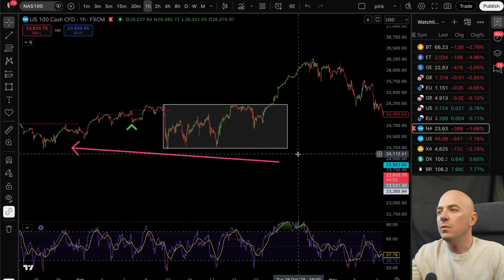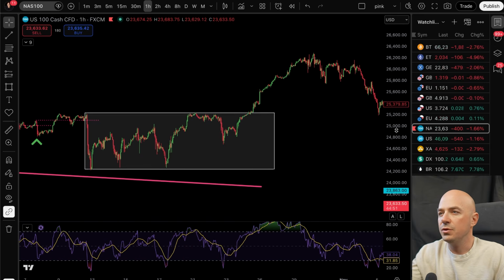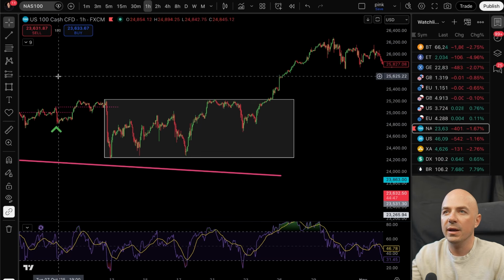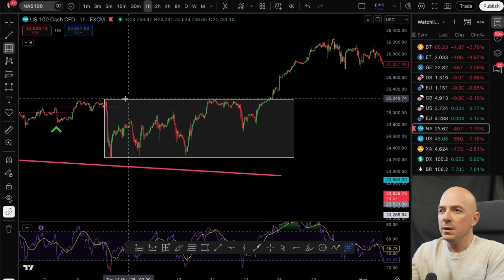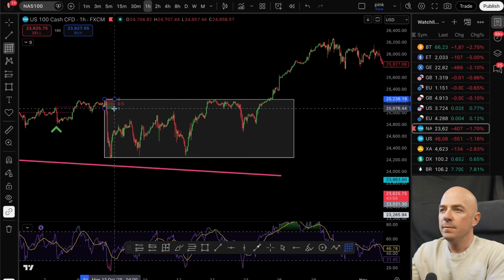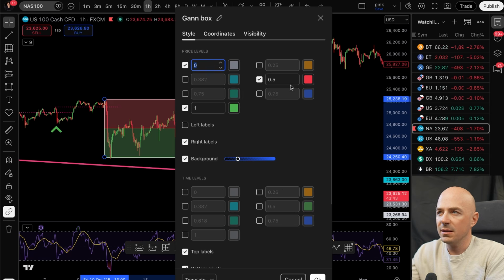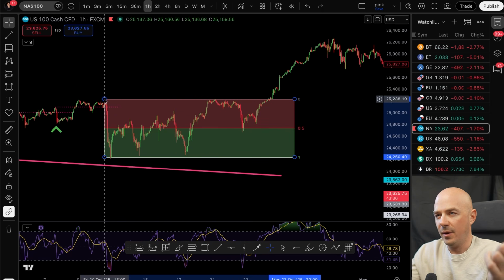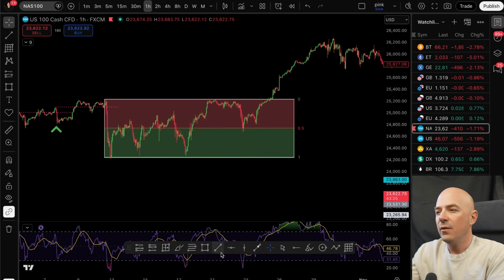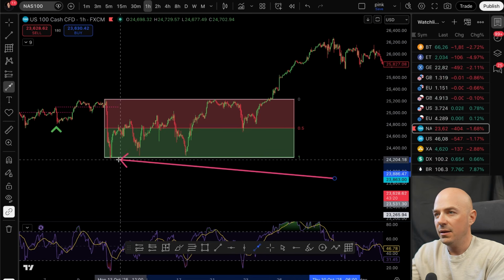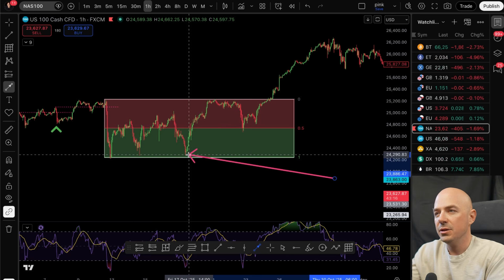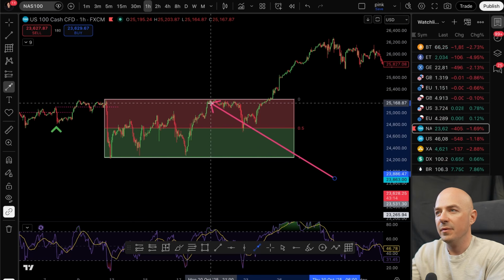Now, if you do feel the urge to trade this type of stuff, which I highly do not recommend, what you can do is use your Gann box tool. Here are the settings to my Gann box, and you draw this Gann box within that rectangle from the high to the low. And if you want to trade this, which I again highly don't recommend, you will only buy at the bottom of this range and sell at the top of this range.